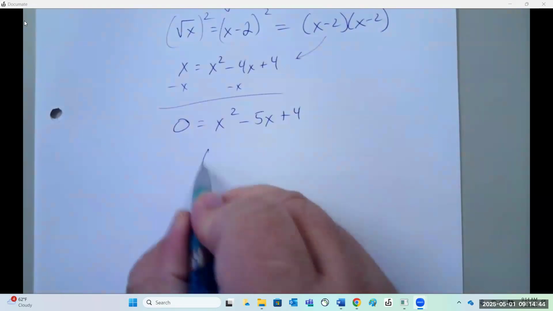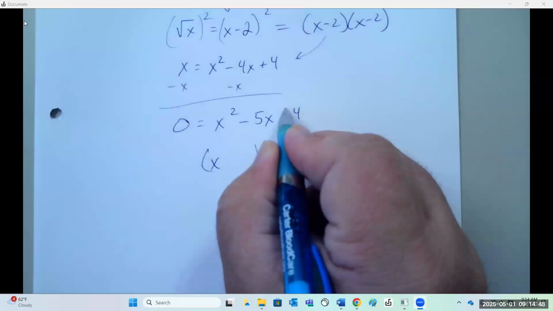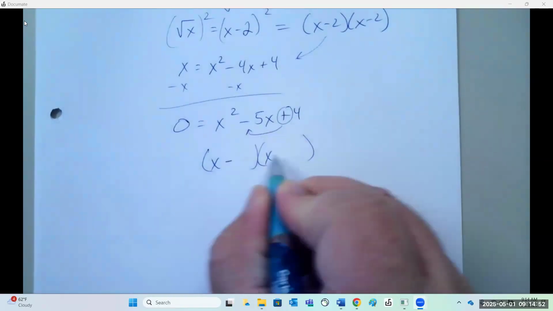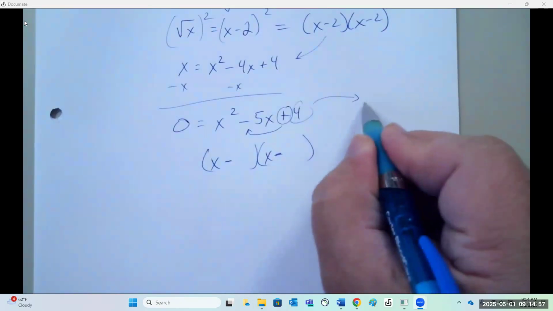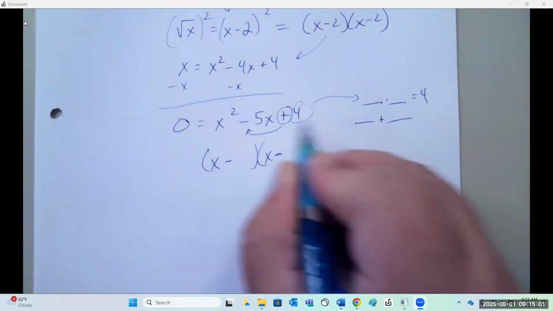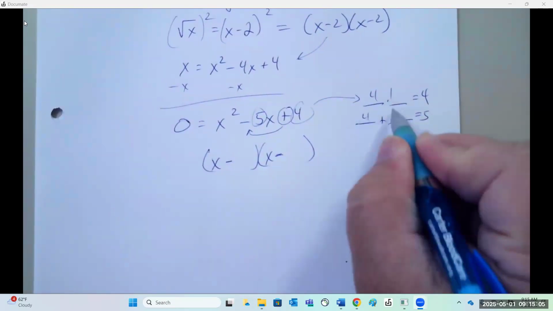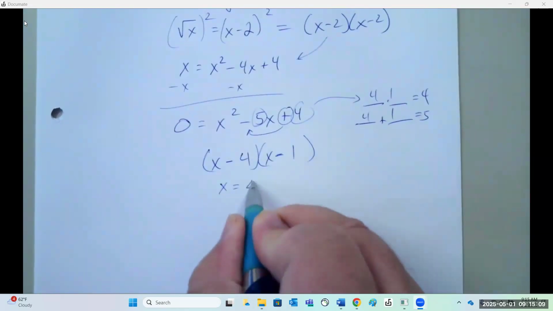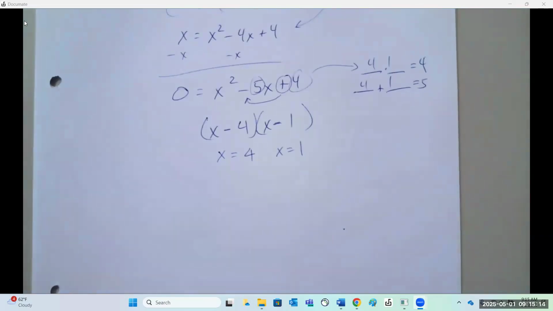X and x. The second sign's a plus, so they're both the same sign. They're both the first sign, they're both minus. What times what equals 4? When you add them, you get 5. 4 and 1. So x equals 4 and x equals 1. Those are my bounds of integration.